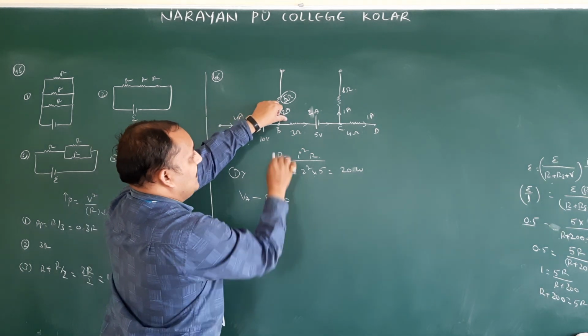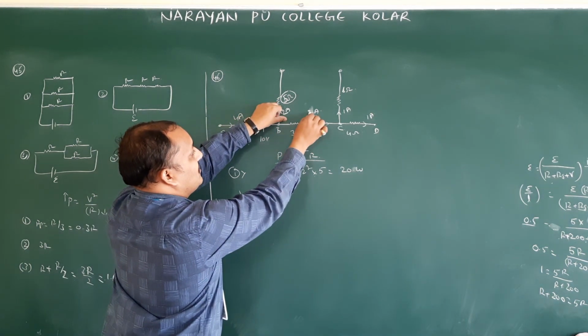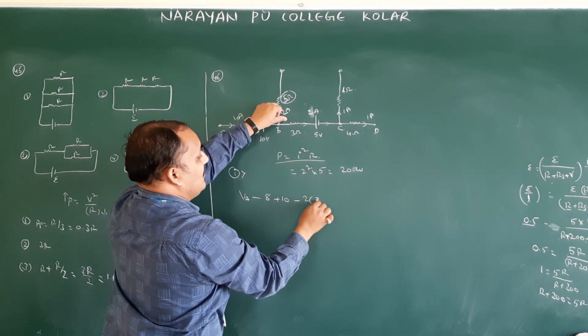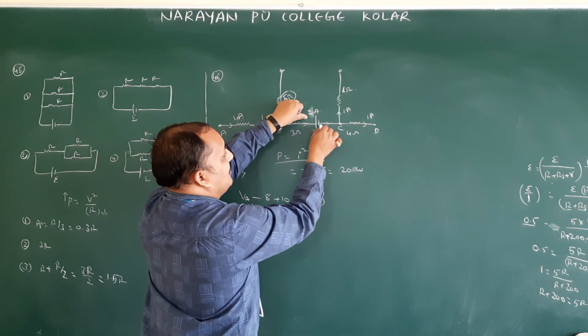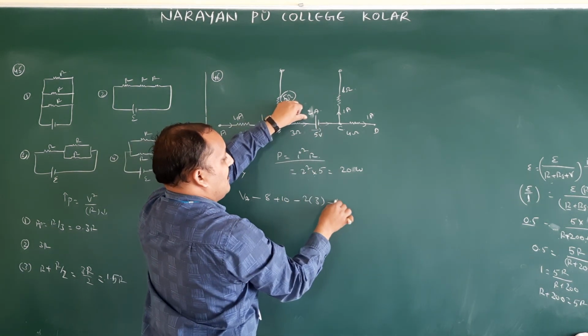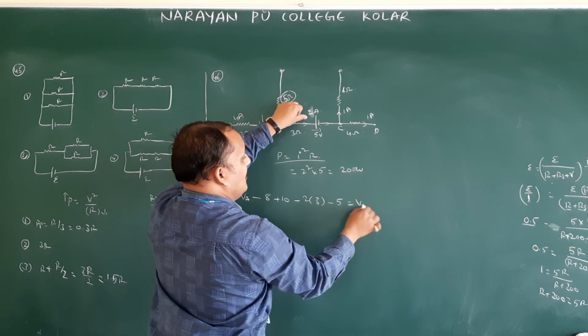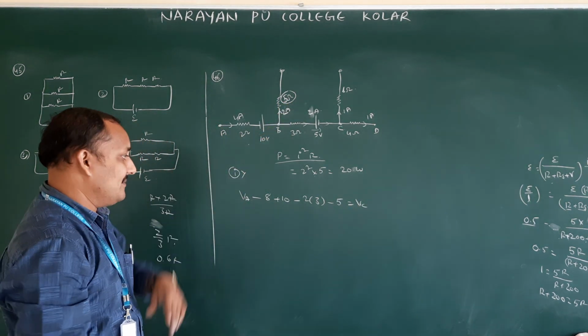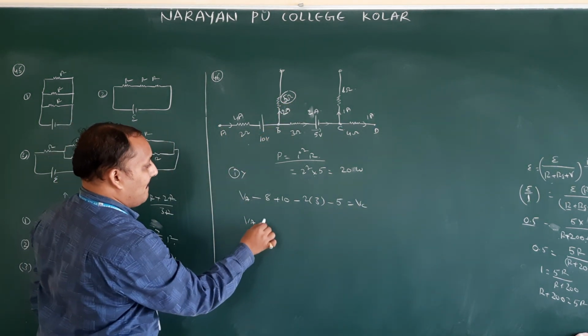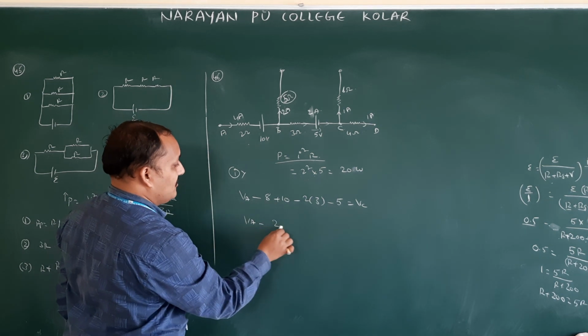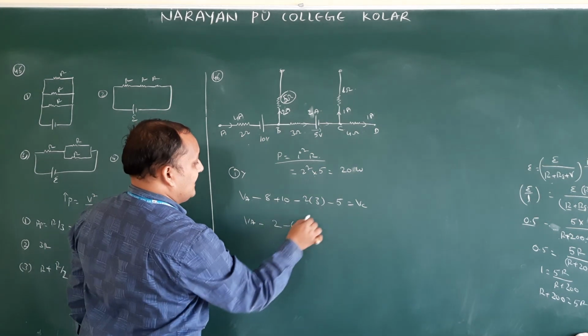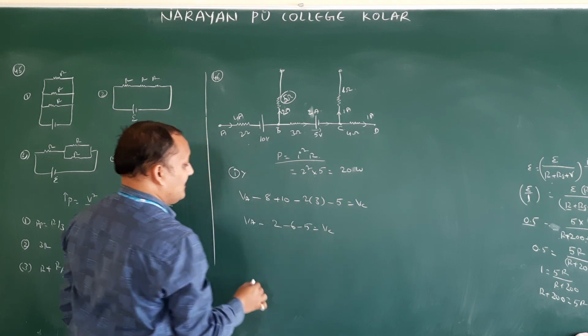Therefore, plus 10. We are going in the same direction. In this, how much current? 2 amperes. Therefore, minus 2 into 3. We are going negative to positive to negative. Therefore, minus 5 is equal to VC. Already we did this one so many times. So VA minus 10 minus 8, 2 minus 6 minus 5 equal to VC.